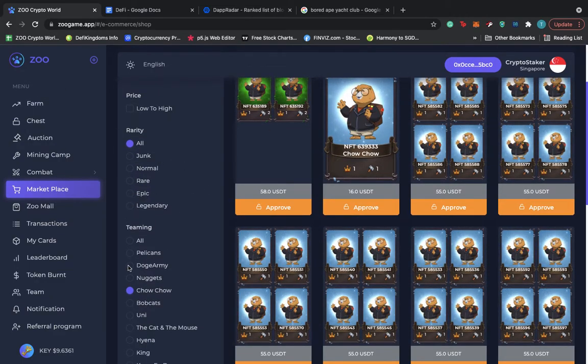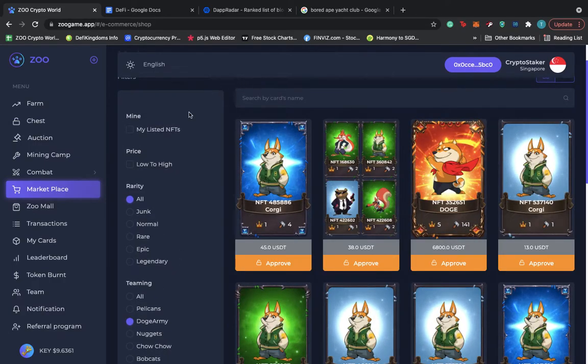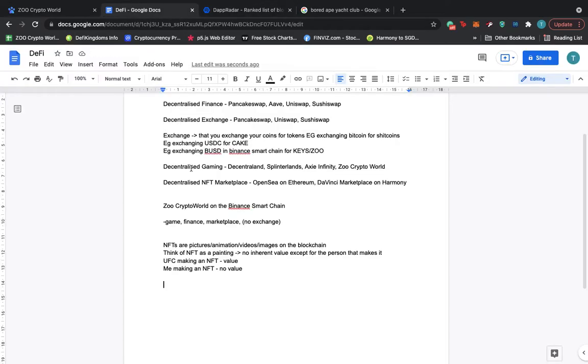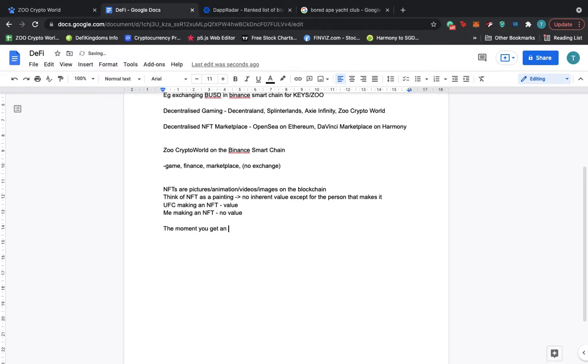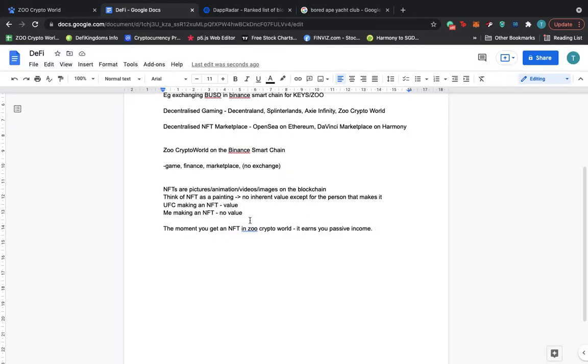Everything is about the zoo, right? So you have these NFTs, and the moment you get an NFT in Zoo Crypto World, it earns you passive income. Unlike this monkey, where you get an NFT and you just do nothing about it, just show off maybe. The moment you get an NFT in Zoo Crypto World, it earns you passive income. How? Right? How?